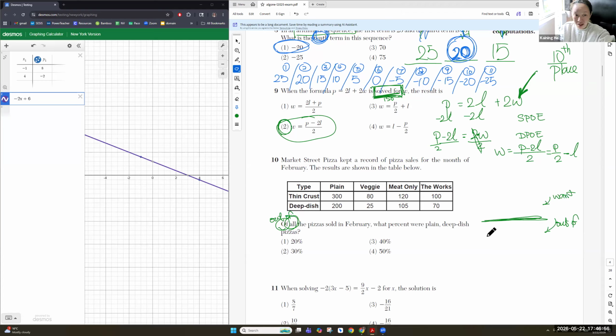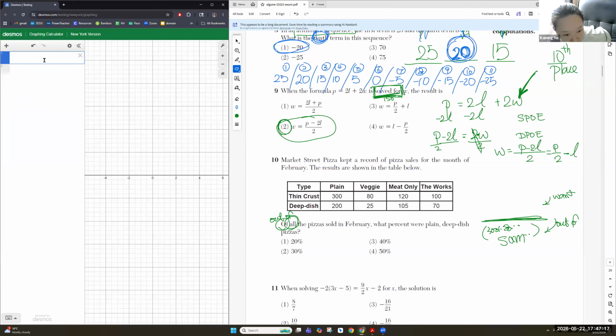So with all of these numbers, they did not give you what they sold in total, but it's okay to calculate. So I'm going to put in 300 plus 80, and then plus the 120 and plus the 100 and all that. Add them all together. This is a sum of every single pizza. And I'm a lazy person, I don't want to do it by hand, so let me go ahead and punch it in the scientific calculator in here. So I have 300 plus 200 plus 80 plus 25 plus 120 plus 105 plus 100 plus 70. Oh, there's 1,000 pizzas. That's kind of crazy. They sold 1,000 pizzas. Okay, so in here, they sold 1,000 pizzas.